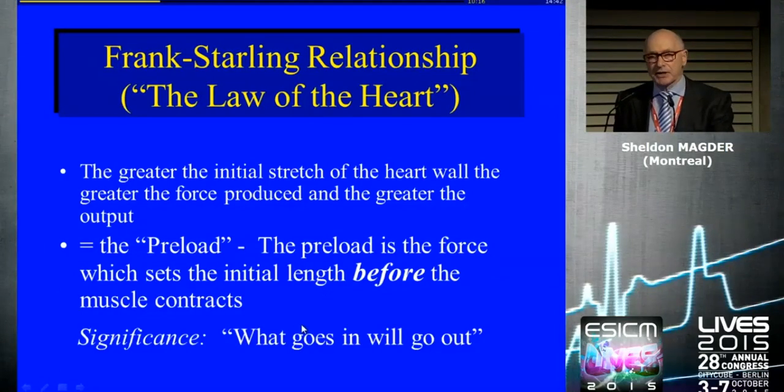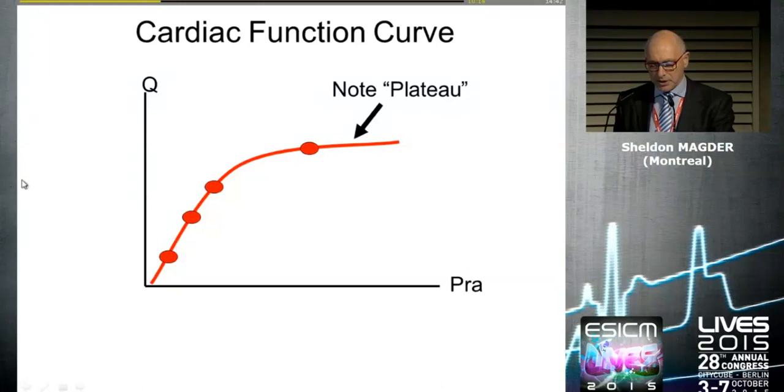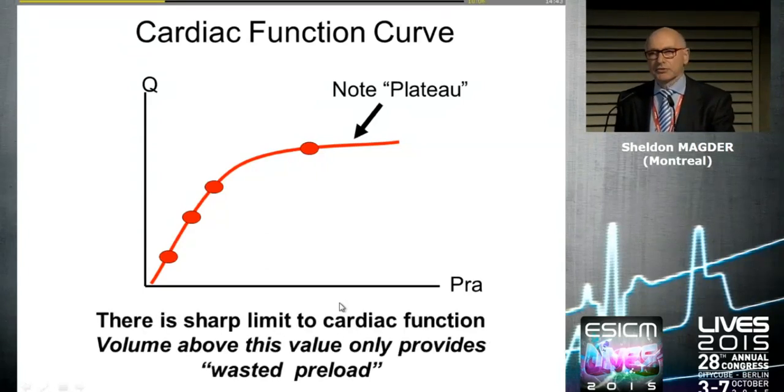The significance of this is what goes in, what goes out. So in the Starling curve, as you increase the filling pressures, the output goes up until you reach a plateau, which is created by the diastolic properties of the ventricle or the pericardium as it surrounds the heart. Importantly, there is a sharp limit to the function curve, and volume above this only provides what I call wasted preload, because it's not stretching anymore.